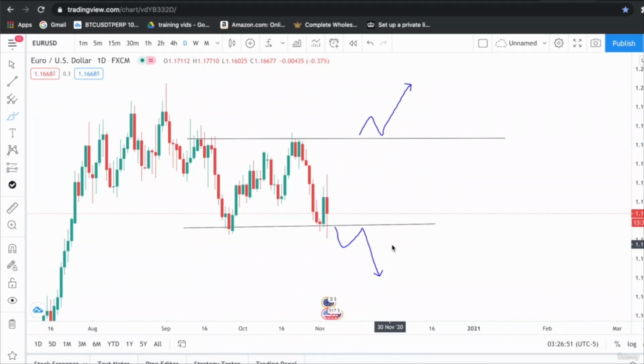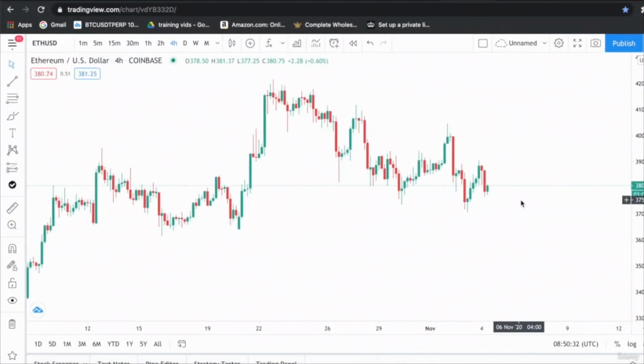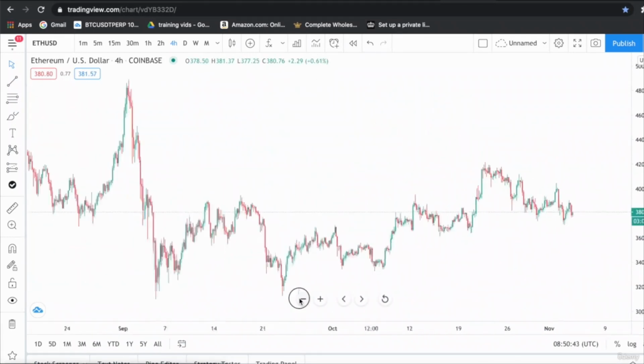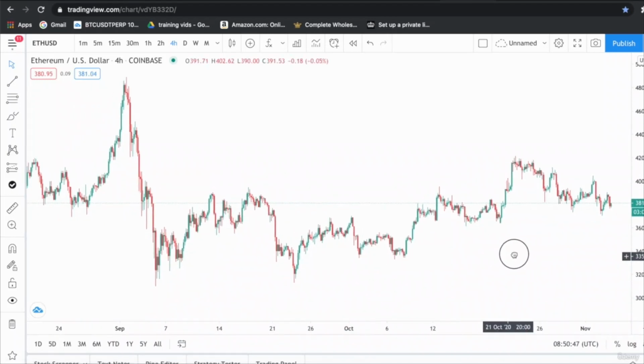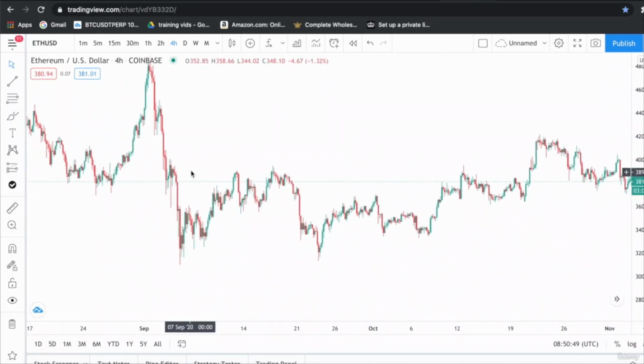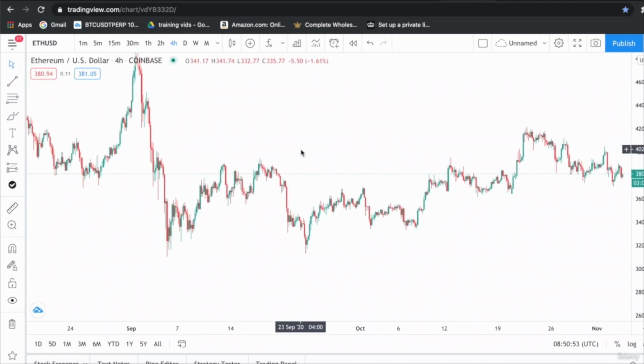Let's go find some other examples. This is the Ethereum and the US dollar chart. This is the 4-hour chart. Let's find the major support and resistance on this pair. Let's zoom out a bit. Now, as we can clearly see over here, we got multiple rejections of the price from this zone. This means clearly that this is a strong resistance level. The buyers could not break this zone.